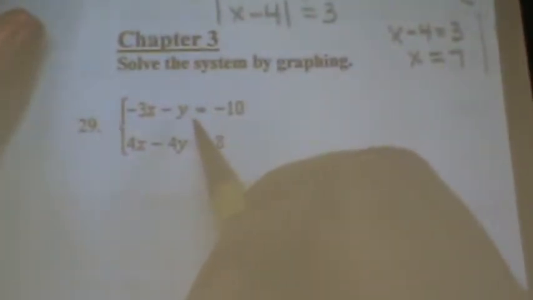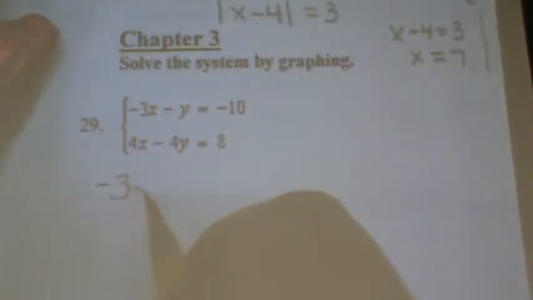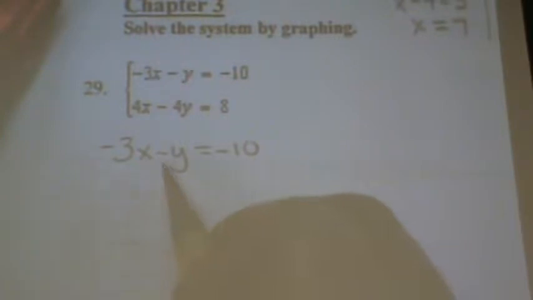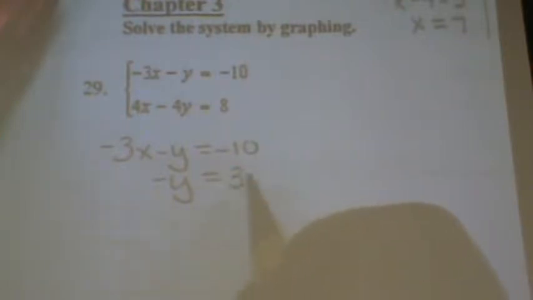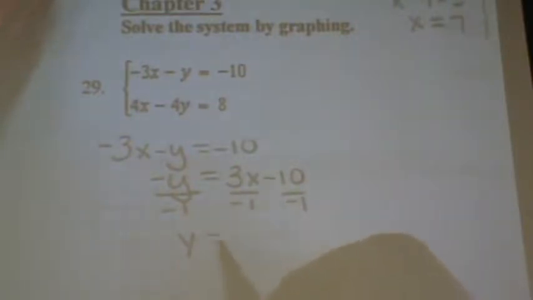You have to set them equal to y, y equals mx plus b. So for this one right here, negative 3x minus y equals negative 10. How do you get y by itself? I'm going to add 3x and then divide by negative 1. And I'm showing you all the steps here.